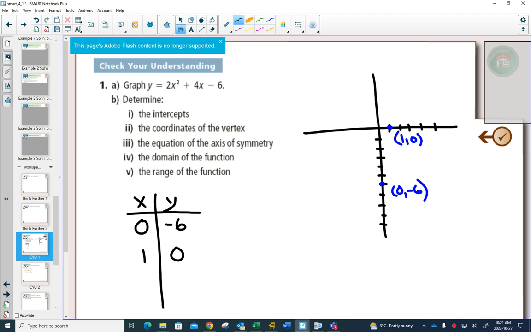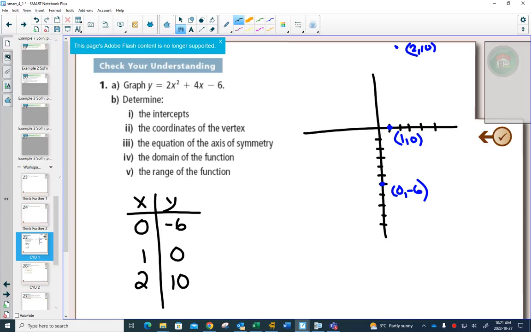How do I find out which way it's going? I could plug in another point. What do you think students would plug in next after 1? 2, probably 2. If you plugged in 2, you're going to get 4 times 2 is 8, plus 8 is 16, minus 6 is 10. So now I have the point way up here at 2, 10. And at this moment, I should start to think it should swing around the other way.